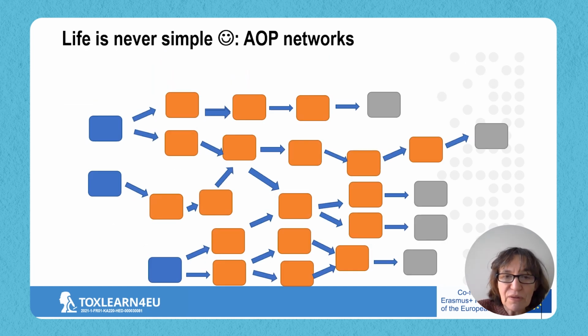Life is never simple, nor are adverse outcome pathways, and often you will see that in real life it is not a linear link, but can be more complex, and it can form real networks where different molecular initiating events will lead to a similar adverse outcome, but through different pathways.